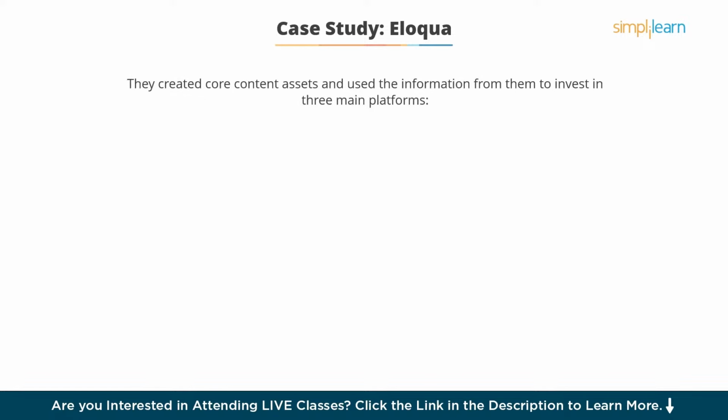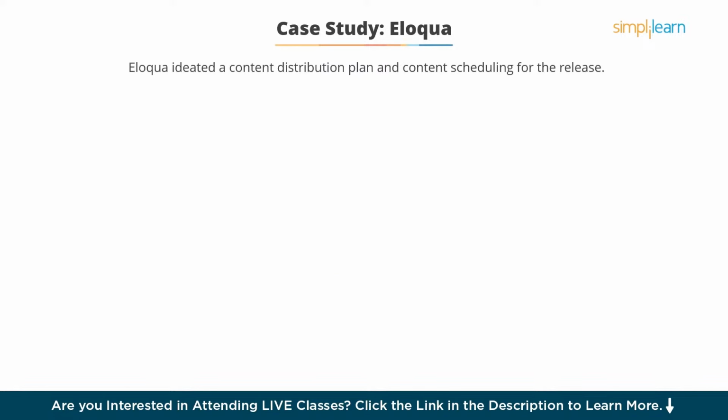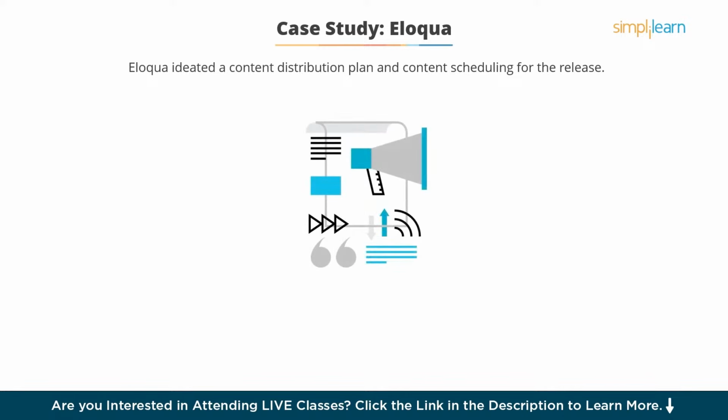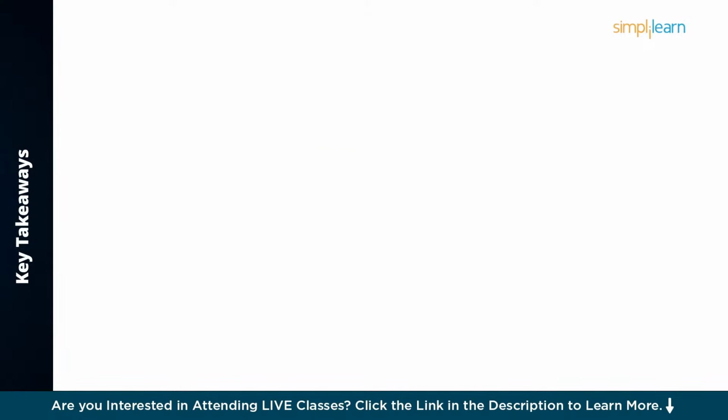They created core content assets and used the information developed from those assets to invest in three main platforms: SlideShare, Twitter, and their blog. As you read through this case study, pay attention to their content distribution plan and how they scheduled content for release and follow-up. Finally, they developed essential measurements to show that their digital strategy worked. The focus on clear measurements proved each stage of the content creation, distribution, and lead generation process, measuring from the visit to qualified leads.